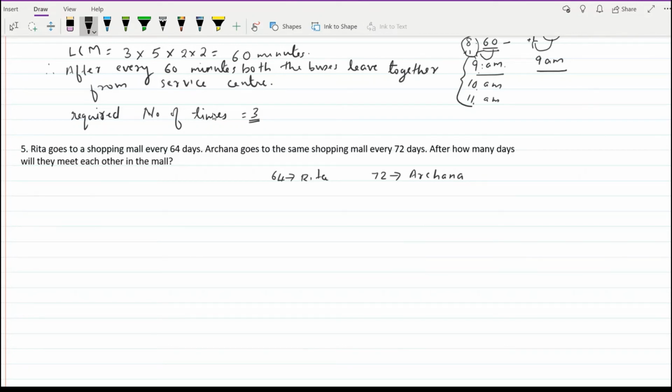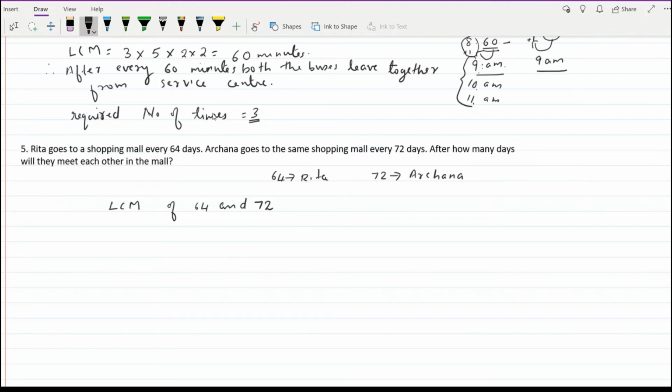If the number is greater than 64 and 72, what do you have to find out? LCM. So we should find out the LCM of 64 and 72. It is not given in the question whether you have to find LCM or HCF. You should read and understand the meaning of the question, then apply the property. Our concept is: LCM, the number is always greater than or equal to the numbers. HCF, the number is always less than or equal to the numbers. If you know that concept, then you will be able to identify whether to apply LCM or HCF in the question. So here, LCM of 64 and 72.